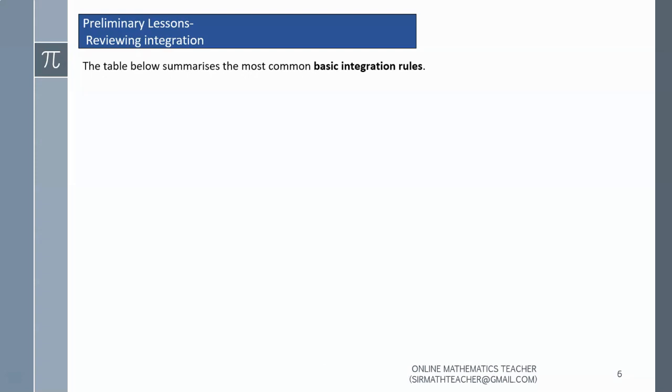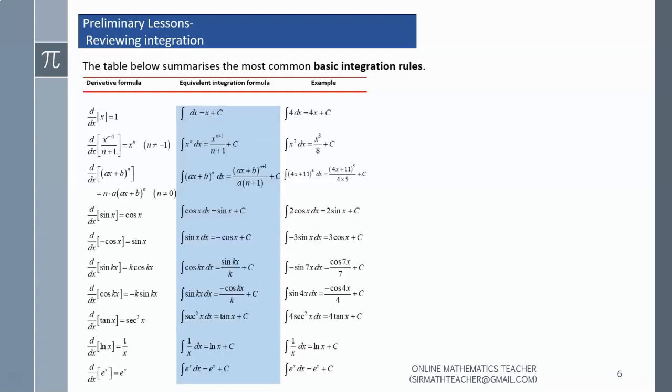The table below summarizes the most common basic integration rules. Here we have a list of many derivative formulas, the equivalent integration formula, and an example. So for instance, if we're integrating a constant, the integral of 4 dx equals 4x + c. If we're integrating 2 cos x dx, it becomes 2 sin x + c. There are many more that we can practice during this unit.